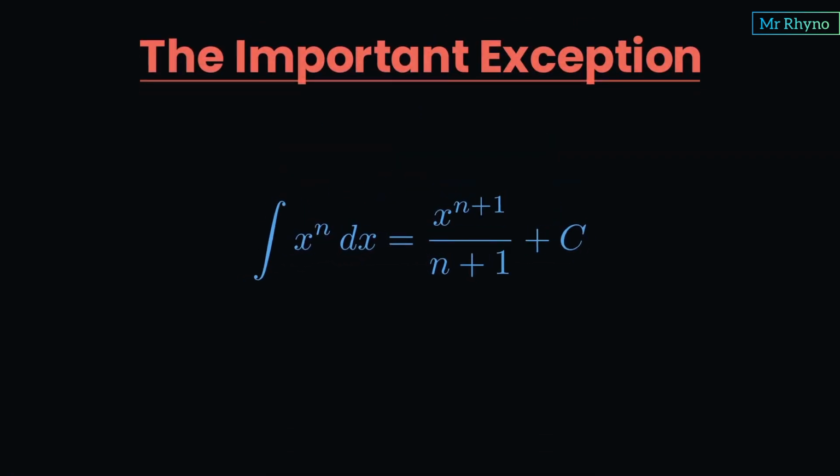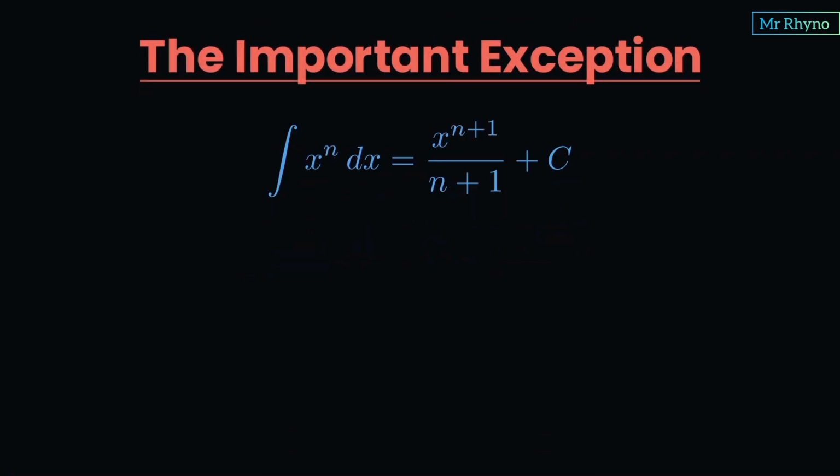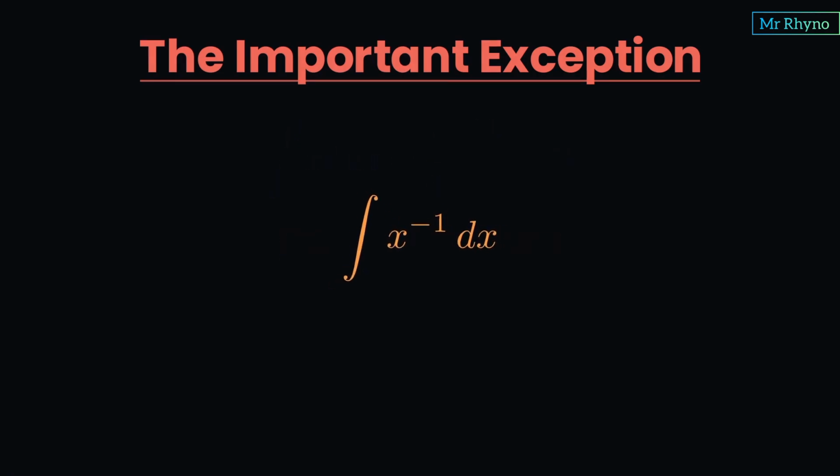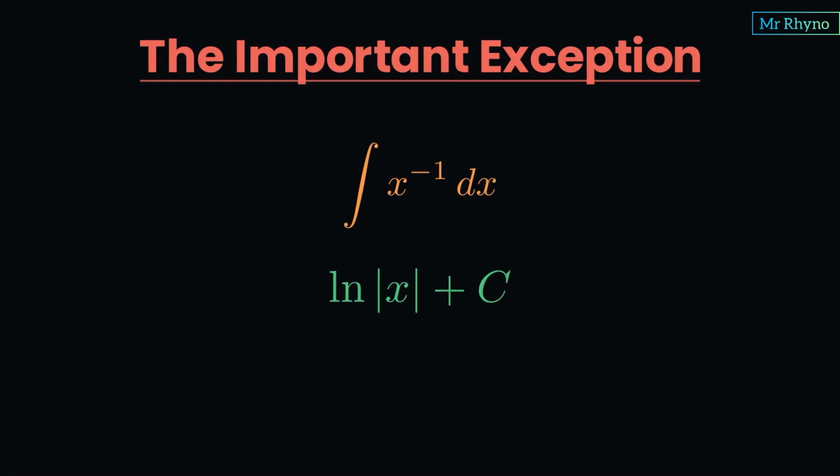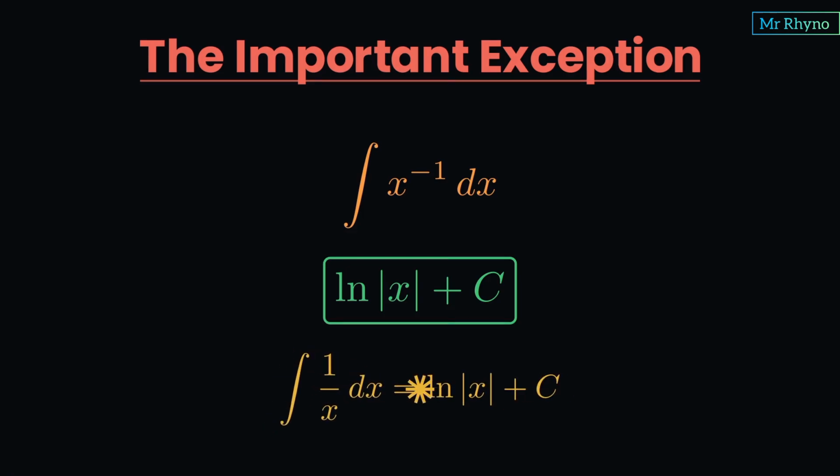But there's one thing you must remember, the ordinary power rule does not work when the exponent is minus 1. Why? Because adding 1 gives 0, and we cannot divide by 0. So the integral of x to the minus 1 dx has a special result: natural log of the absolute value of x plus c. Therefore, the integral of 1 over x dx equals natural log of the absolute value of x plus c. You will use this repeatedly as integration gets harder.